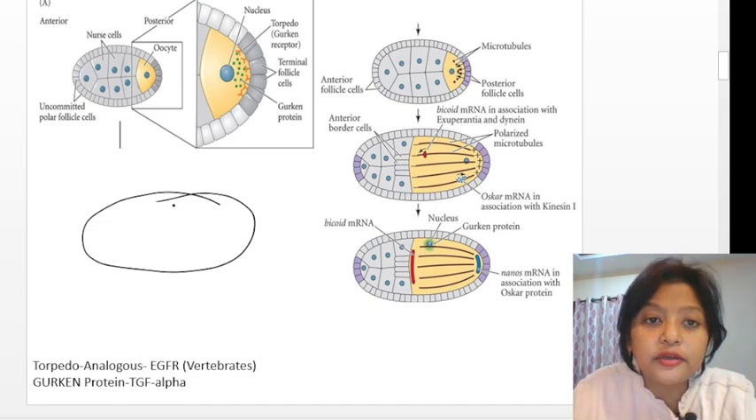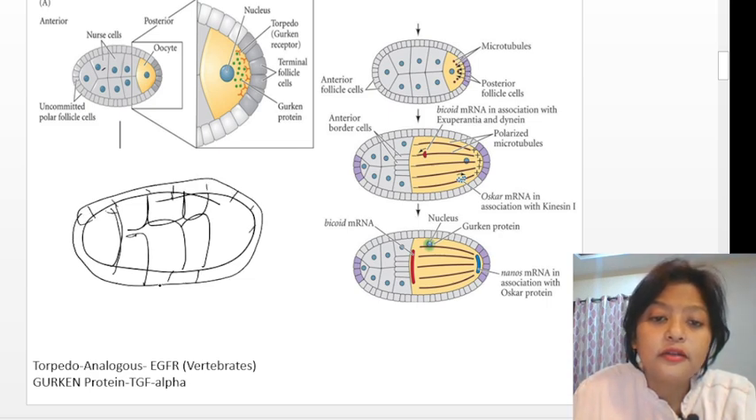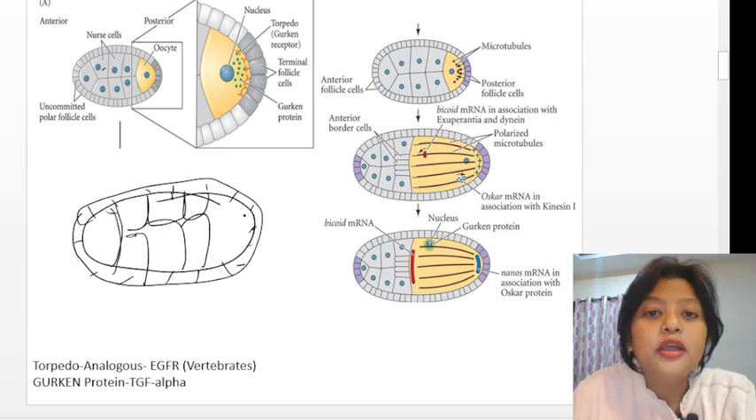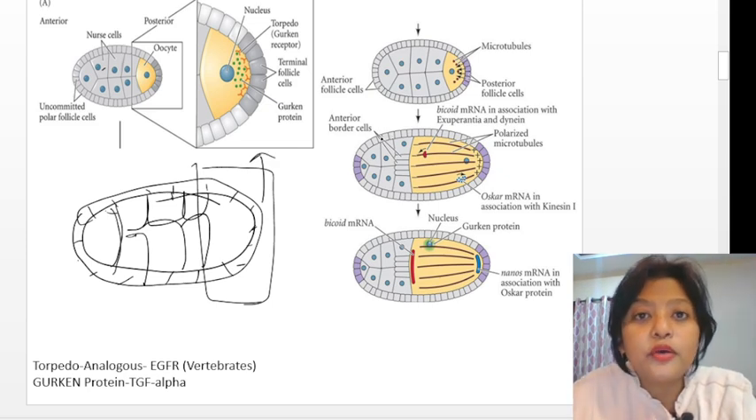See out here, the initial part, the beginning part, these are all nerve cells. And this is the uncommitted part, the follicular cells. First we'll talk about the posterior part. In the posterior part, this is the oocyte, and this area has been focused in this diagram. What happens in the follicular cells?